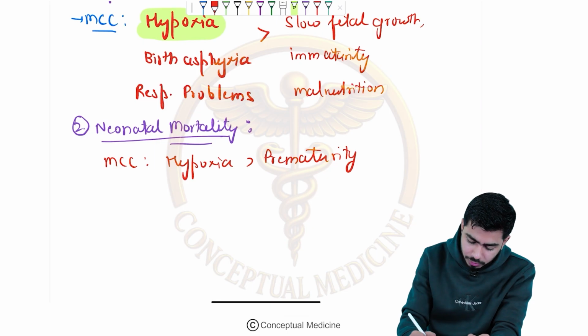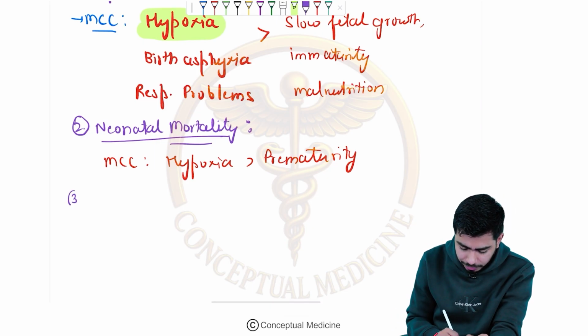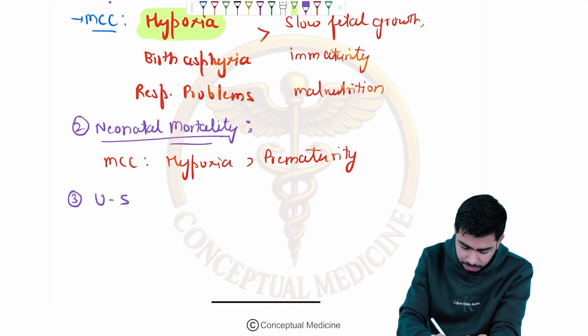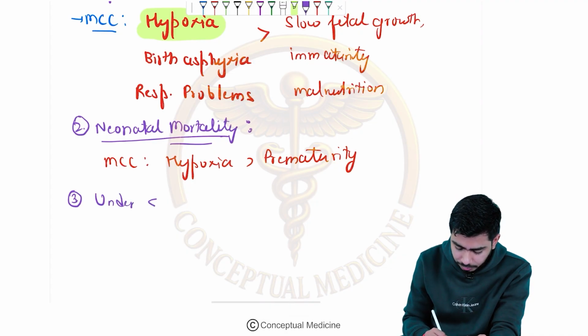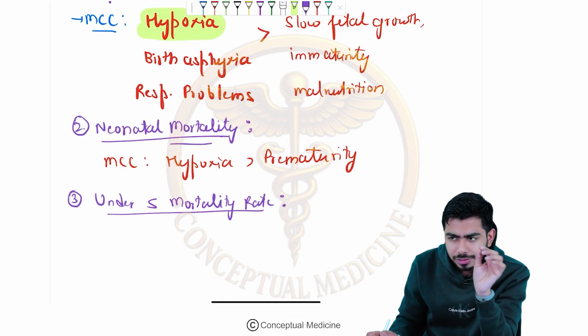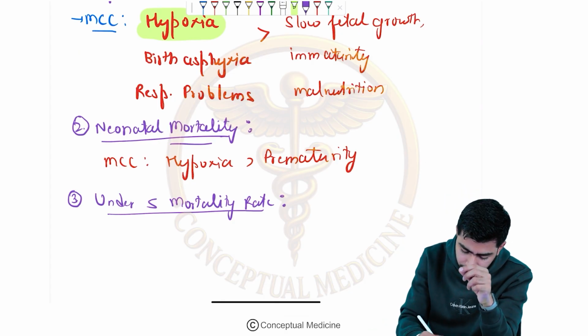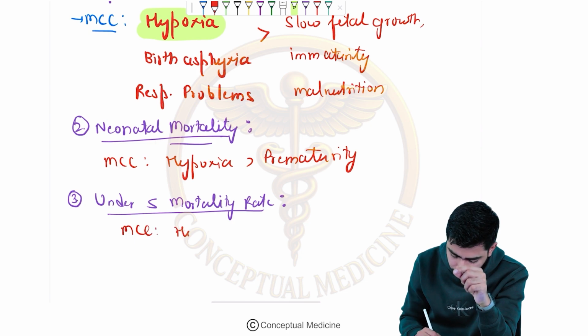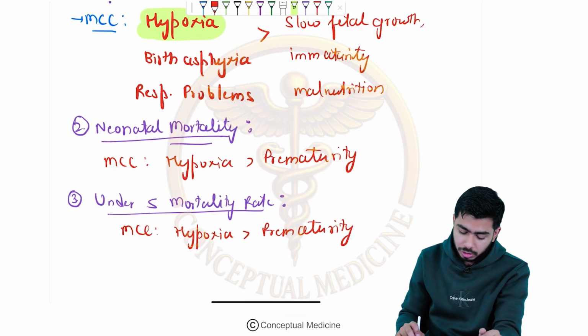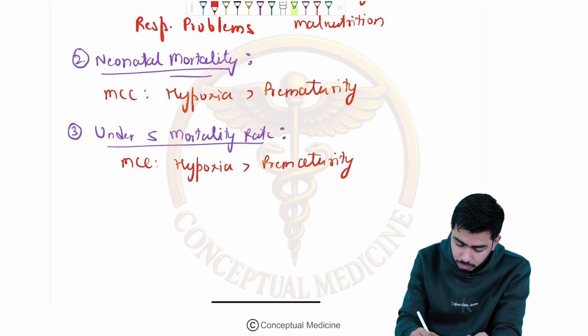Okay. Next, if we talk about the under 5 mortality rate, U5, I mean under 5 years, let me write it completely. Over there we shall be writing that the most common cause is the same, that is hypoxia, and then you shall be writing prematurity. So there also hypoxia and prematurity, but the very first one is hypoxia, then prematurity. So these 3 important questions you should be knowing.